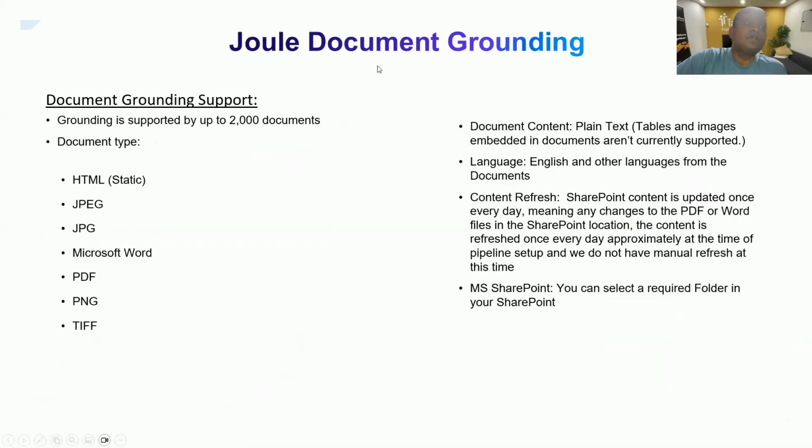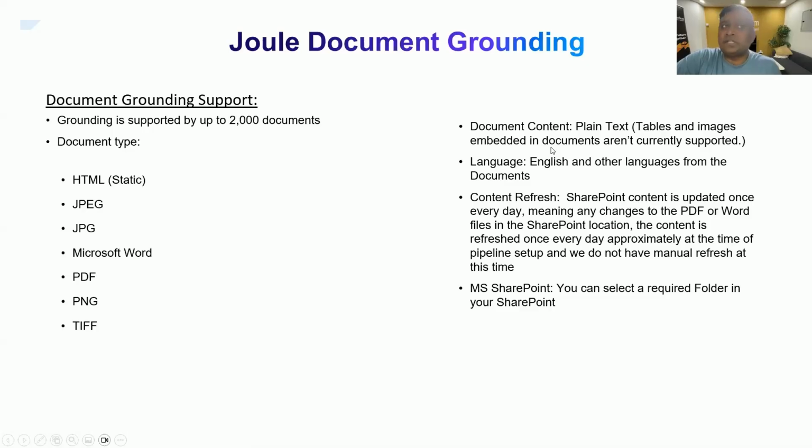Things to know: in Joule's grounding feature, you will have to know about certain limitations. The first limitation is that it can only support up to 2,000 documents. To be honest, in my experience, 2,000 documents have been plenty. I have not seen any customer going much beyond about 100 or 150 documents when it comes to the document grounding feature. But the limit is 2,000. The document types that are supported are HTML, Microsoft Word documents, PDFs, and a few picture types.